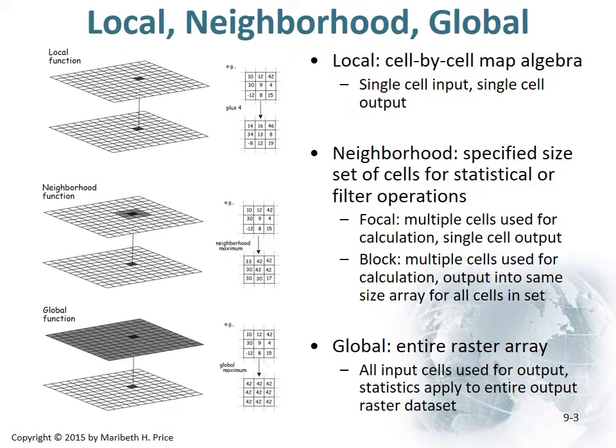A global function uses the entire array at once to create the output. So a global maximum for the entire raster input creates an output of that maximum. And if it was addition, it would be the same thing. If it was a mean, it would be the same thing. It applies it to all cells in the output.